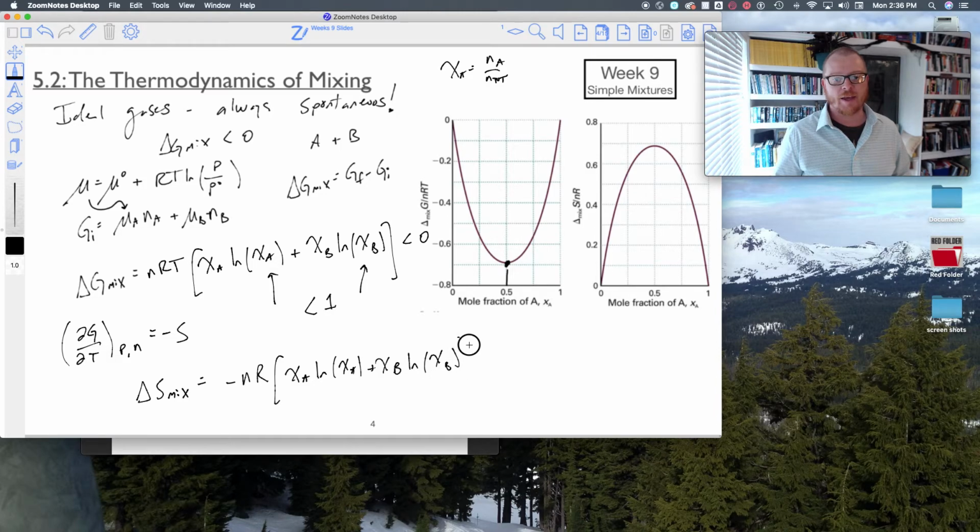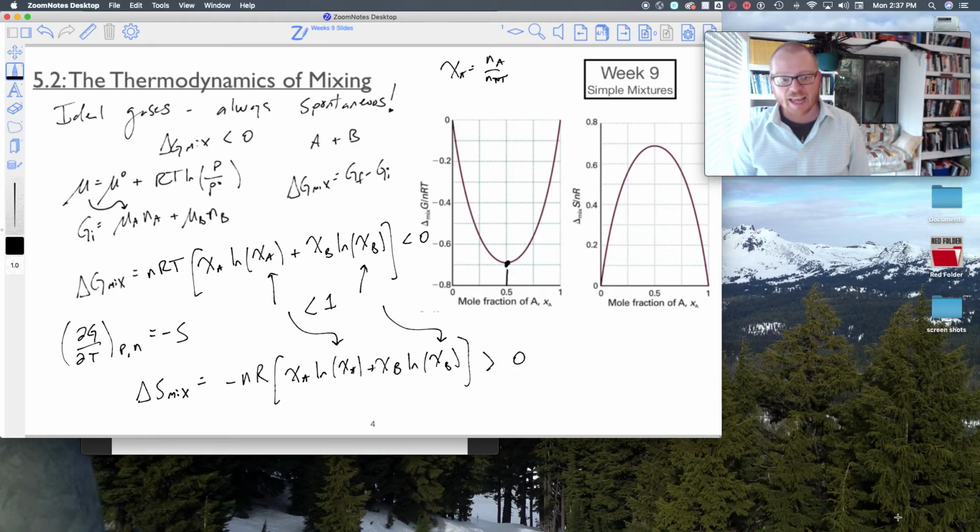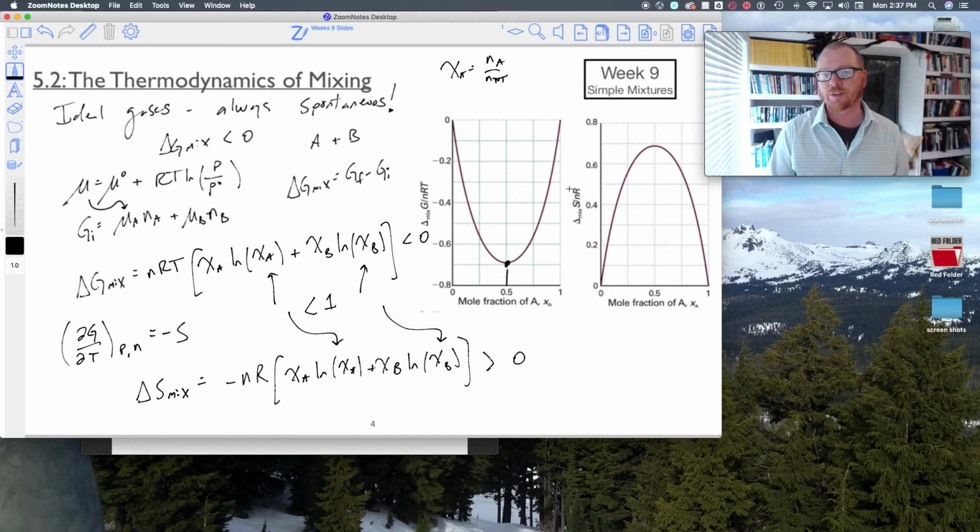log of chi B. And a quick inspection you'll realize that this equation is always greater than 0 because of the same relationship here of these mole fractions. The natural log of a number less than 1 is negative, but now I have a negative sign right there. So negative, negative gives me a positive. And then this is what we would see for entropy. We would see always a positive value. And again, we remember that criterion for spontaneity. Free energy has to be negative and entropy has to be positive. And similarly, we would also see the maximum entropy occurs when the mixture is 50-50.